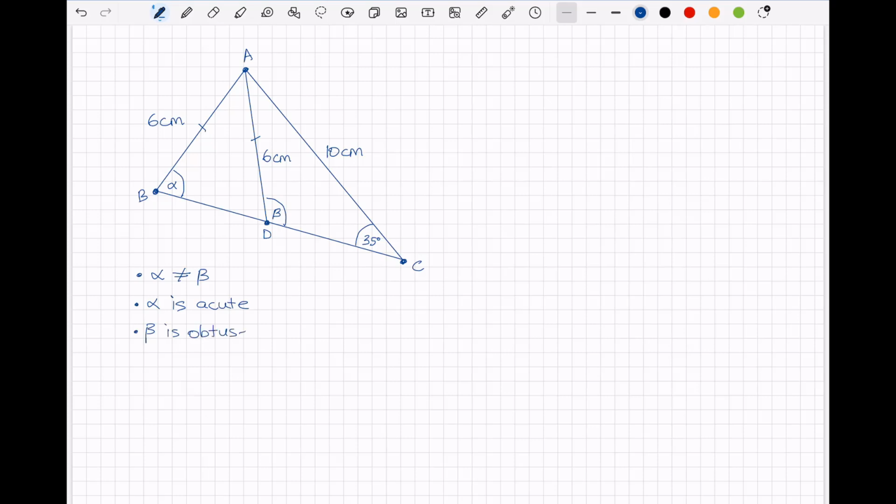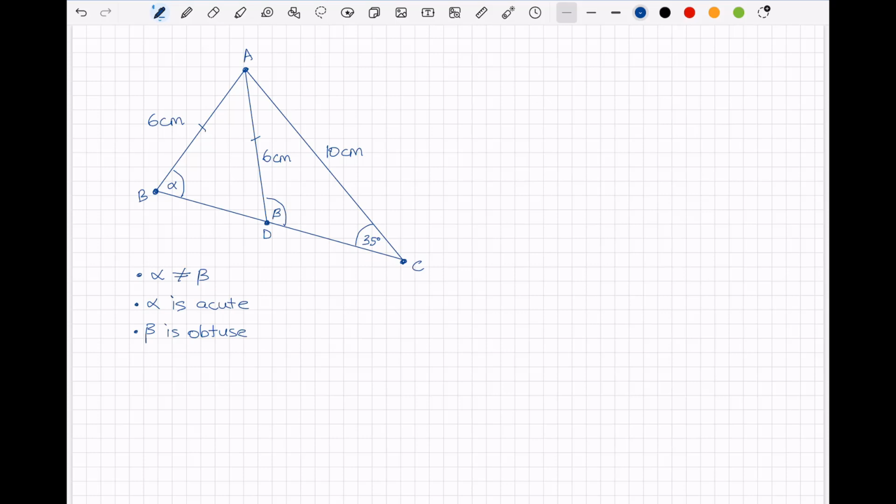Just in case those definitions are a bit rusty, acute angles are less than 90 degrees, so angle alpha is clearly less than 90 degrees, and obtuse angles are greater than 90 but less than 180, and clearly angle beta is greater than 90 but less than 180. Okay, that's probably all we need to consider before we start the mechanics of the calculations. So let's begin by finding alpha.